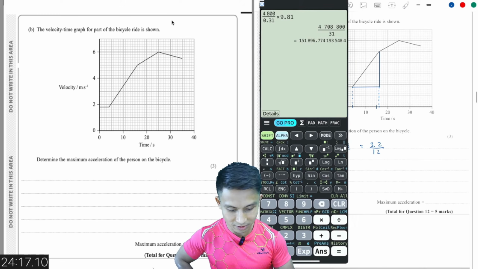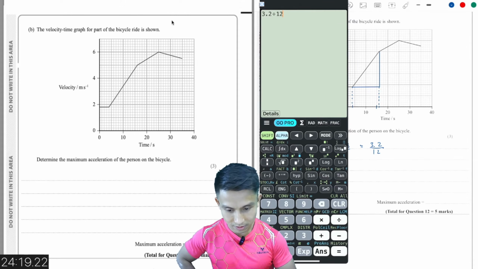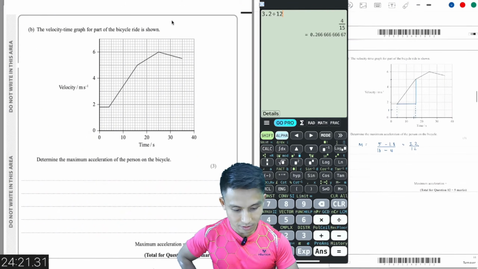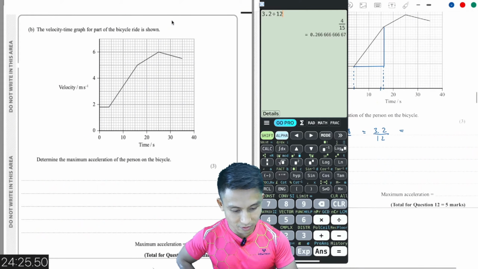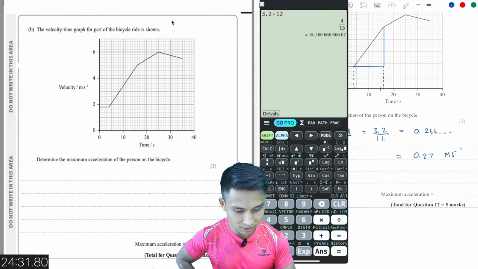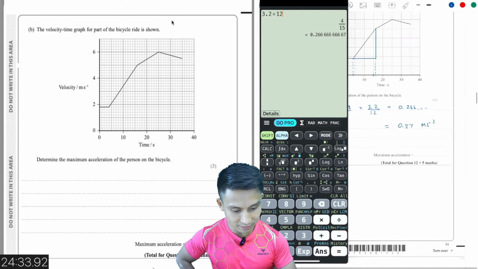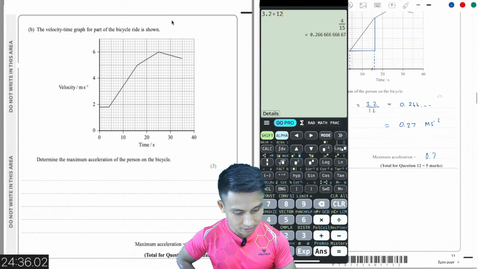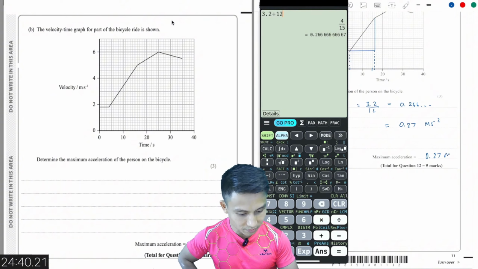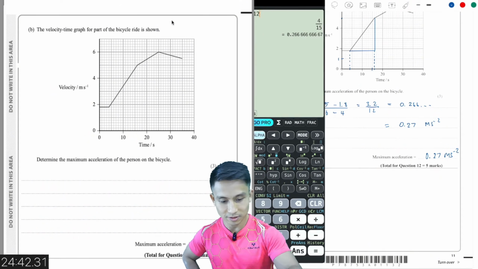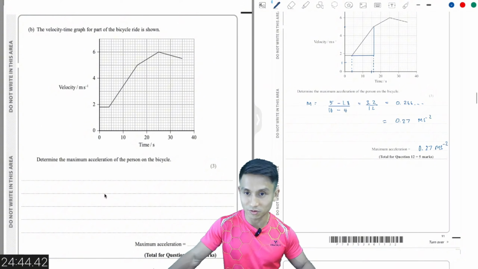Well, let's do a calculator there. Okay. 3.2 divided by 12, yeah. So that is 0.266, and so on. I'm just going to do 0.27 here, meters per second squared. Yeah, that's fine. 0.27 meters per second squared would be the maximum acceleration from the graph.